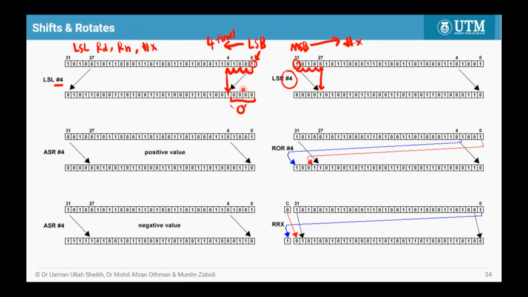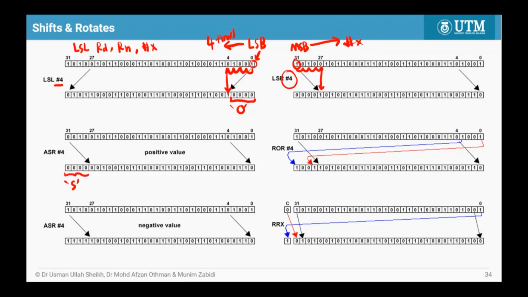Then we have the ASR, which stands for arithmetic shift right. The arithmetic shift is quite similar to the LSR, but the difference here is that you copy your most significant bit, or your sign bit, to fill up this value here. The value after the data shifting will be determined by your sign bit, either 0 or 1.